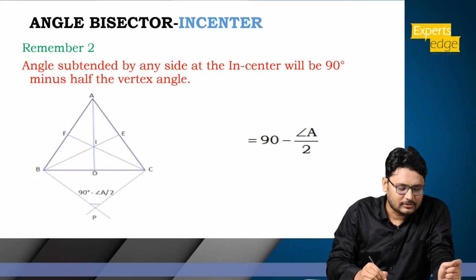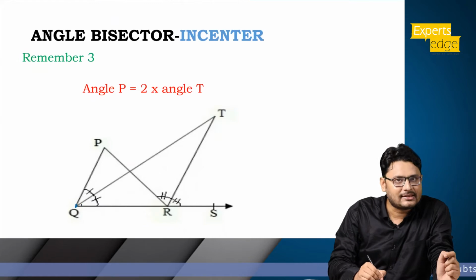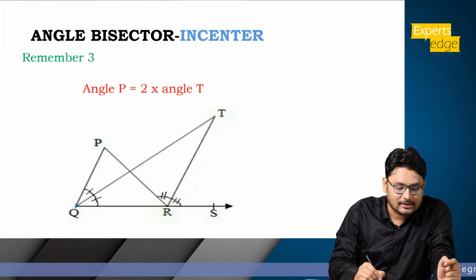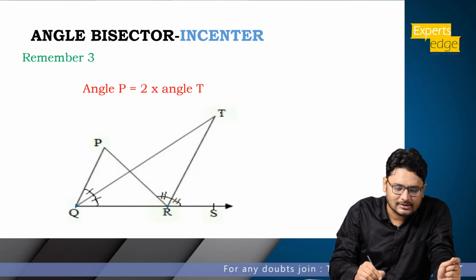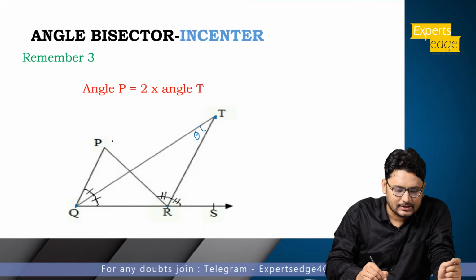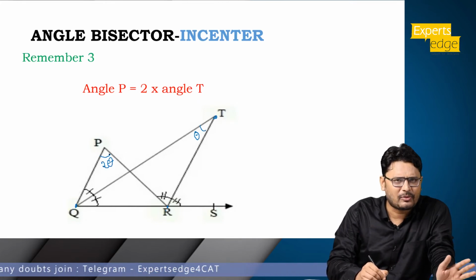Let's go to the third one. This is again important. Let's say internal angle Q is bisected by QT and external angle bisector at R is bisected by RT, and they meet, let's say, at T. If this angle is theta, this is what? 2 theta. Okay. So guys, these are simple properties.